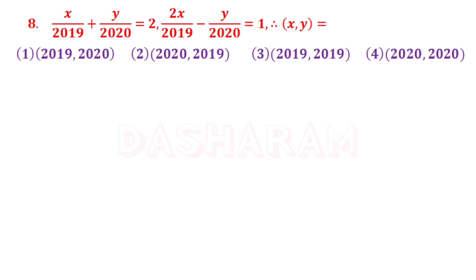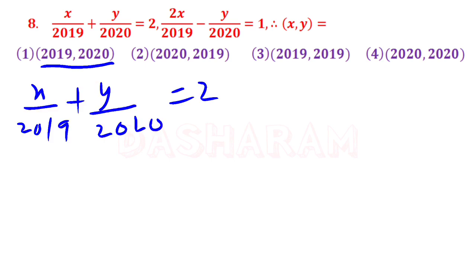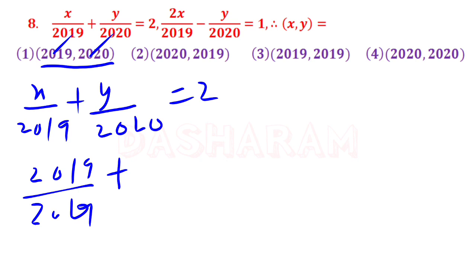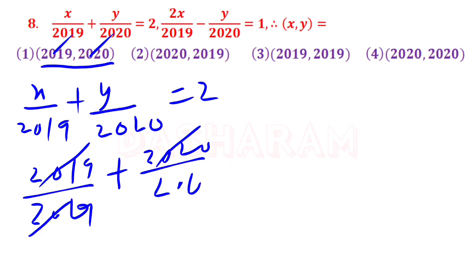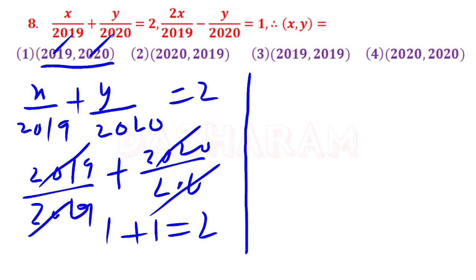So the first option is 2019 comma 2020. Here substitute x value 2019. So 2019 divided by 2019 plus y value 2020 divided by 2020. 2019 and 2020 cancel, 1 plus 1 equals 2. So option 1 satisfies the first equation, but you have to verify with the second equation also.